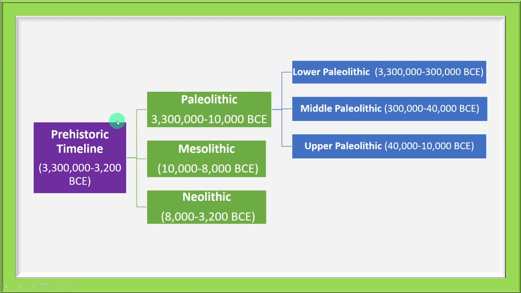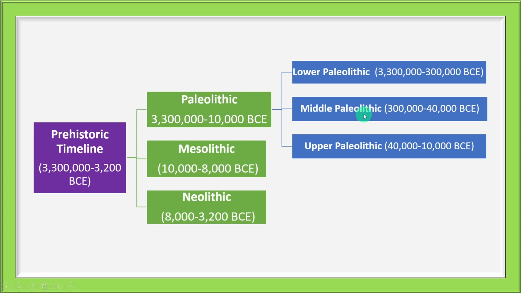Then further classification of the prehistoric timeline: Paleolithic, Mesolithic and Neolithic. It is divided into three parts. Paleolithic is old stone age, paleo is old and lithic is stone. So this will be old stone age, this is middle stone age and this is new stone age. Paleolithic was the longest period in prehistory, so it is further classified into lower Paleolithic, middle Paleolithic and upper Paleolithic.